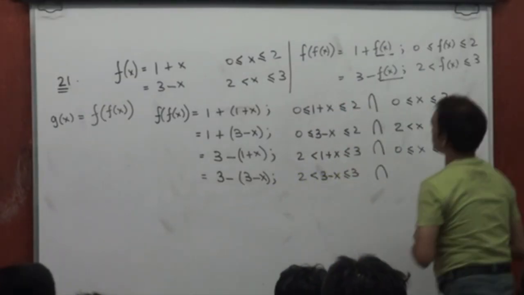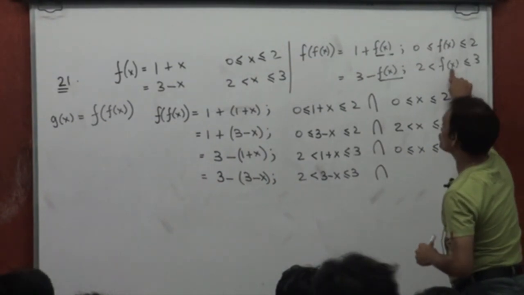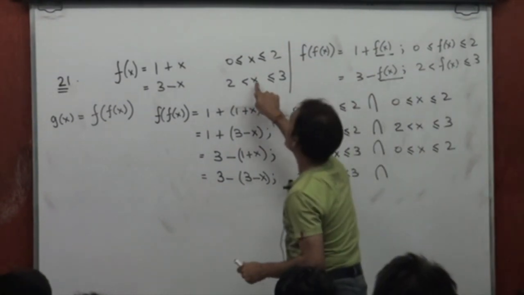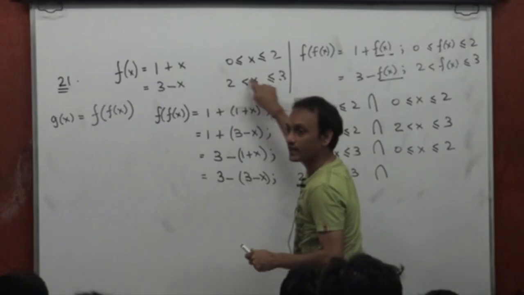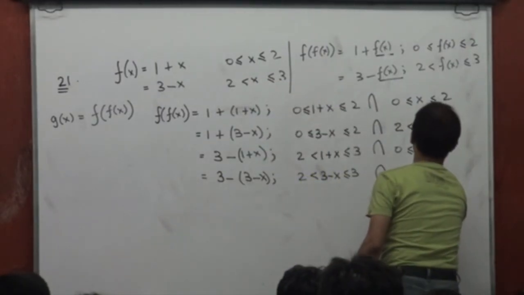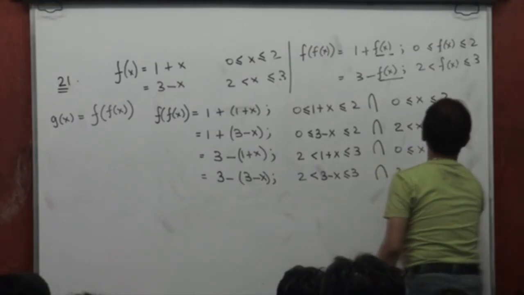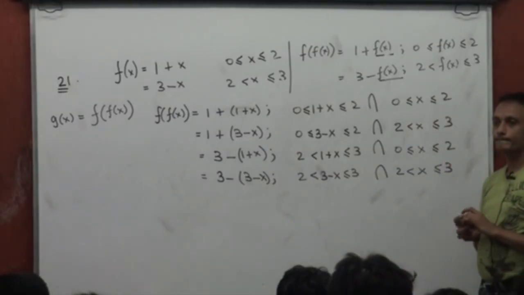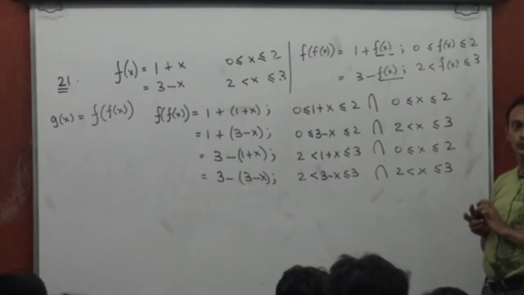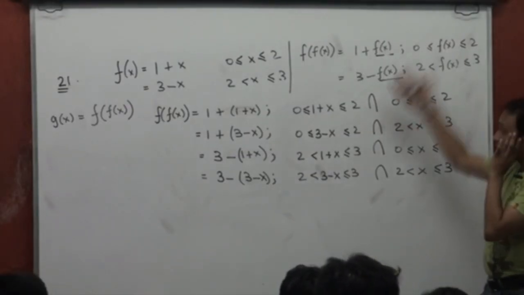Intersection. The moment you choose f(x) as 3 minus x, x must lie between 2 and 3. Yes or no? So these are the lines of description.